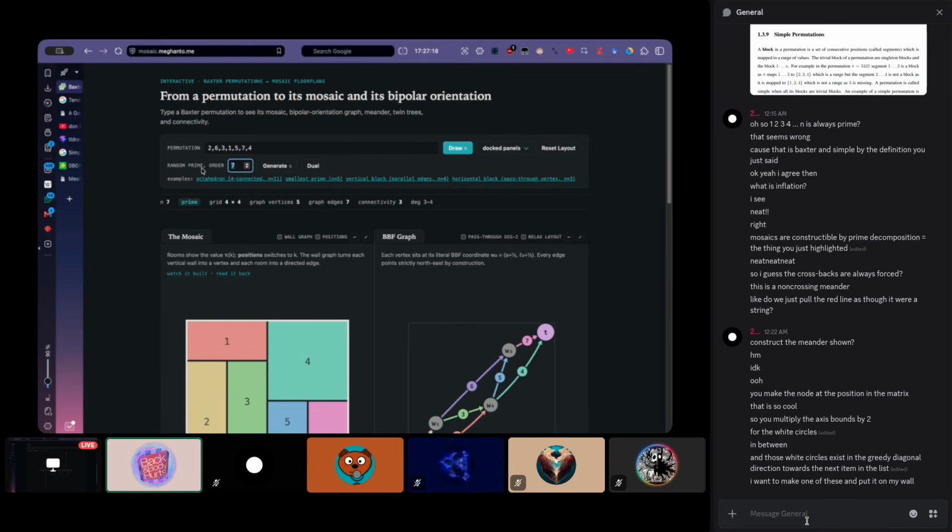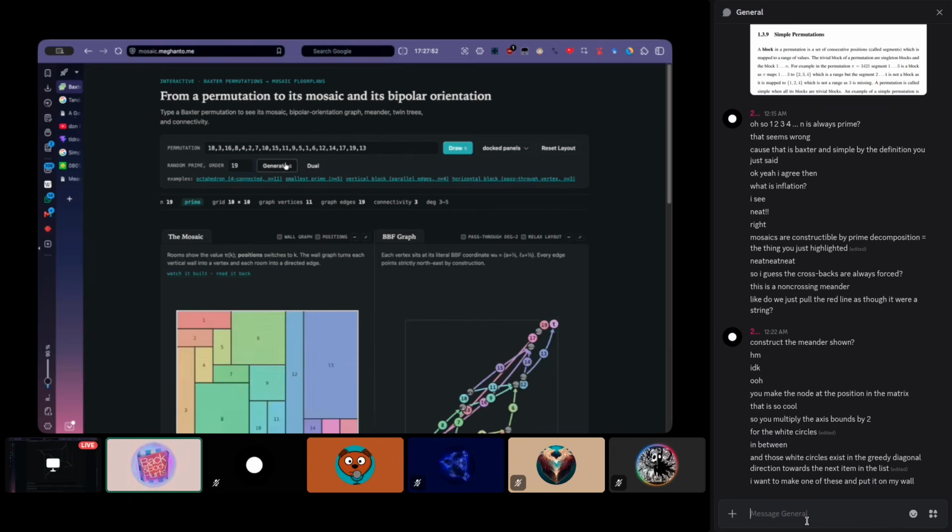For anything less than n equals 17, I have lookup tables and I just fetch uniformly from the lookup table. Anything more than that, I have actual enumeration, like a sampler that runs in WASM. I wrote the program in C and then compiled it to WASM, so it's fast. If I do a 19 rectangle prime, it can generate pretty fast.